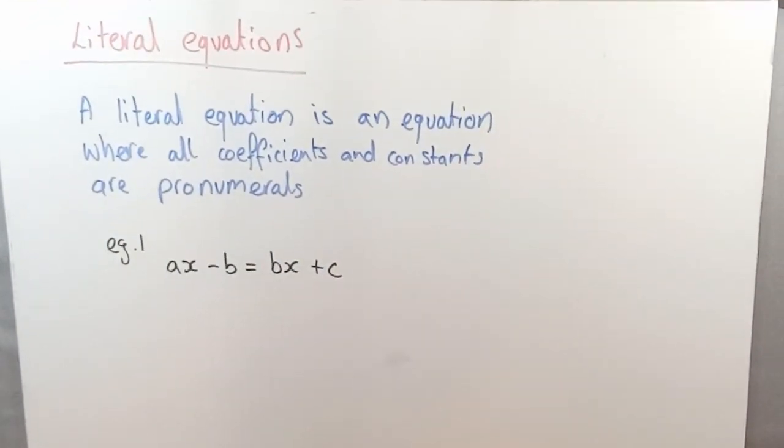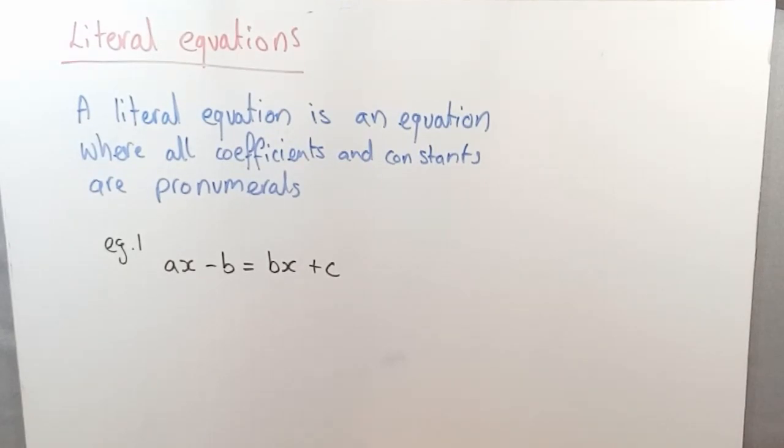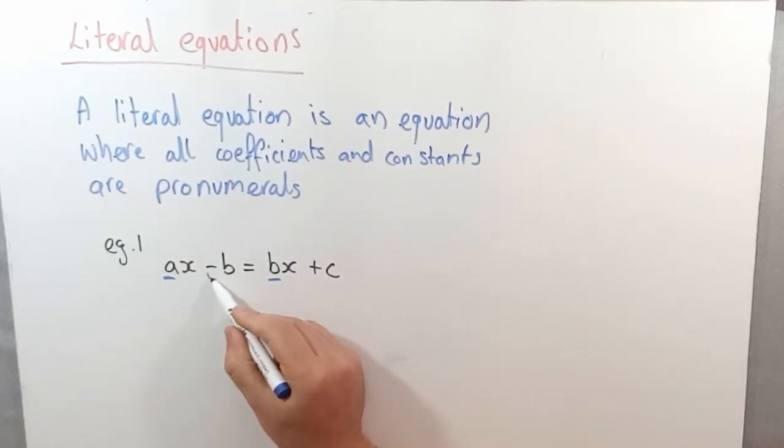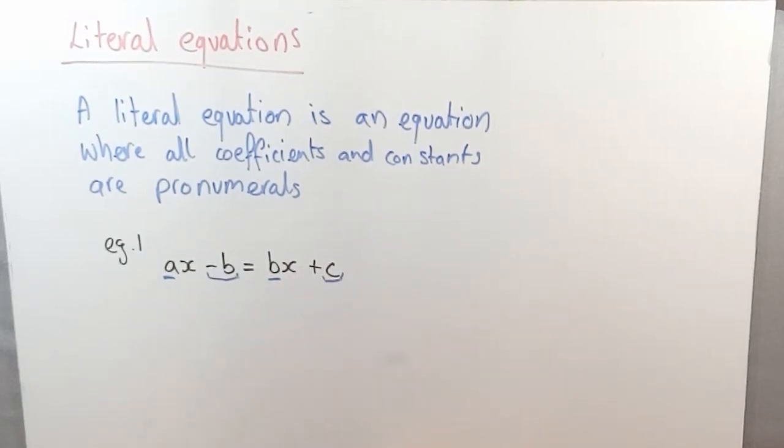Okay, here we go. We've got literal equations. A literal equation is an equation where all the coefficients and constants are pronumerals. So instead of having a number out the front here, the coefficient of x here is an a, and the coefficient on the x side here is b. So x is our variable, and our constants, or our coefficients, are all just letters. Now these seem to be the same, but that doesn't make any difference. Let's just solve it how we would.